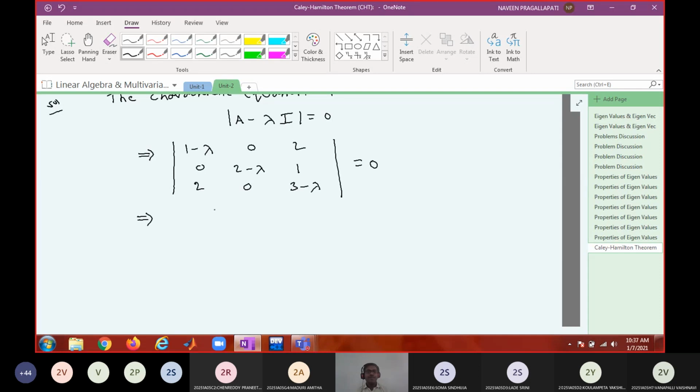All of you do it in your notebook. You should get a cubic equation: lambda cube minus 6 lambda square plus 7 lambda plus 2 equals 0.